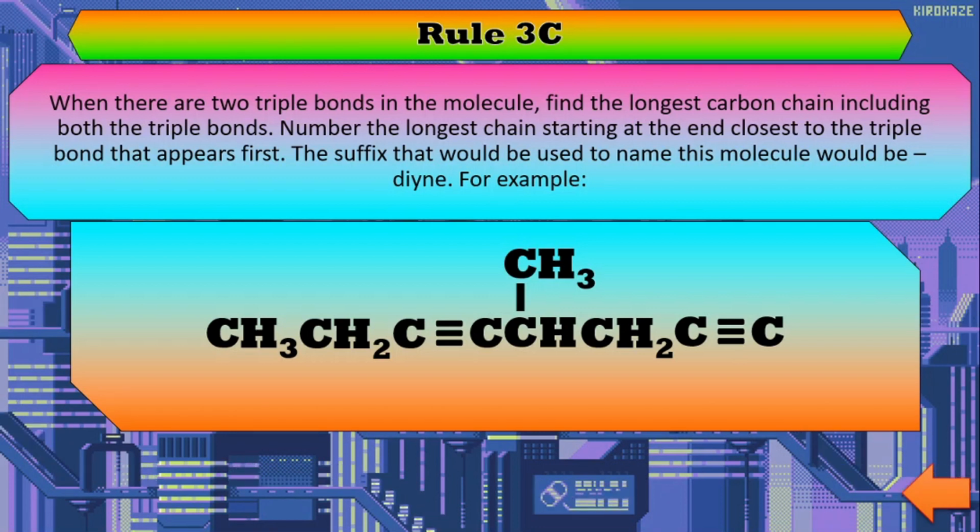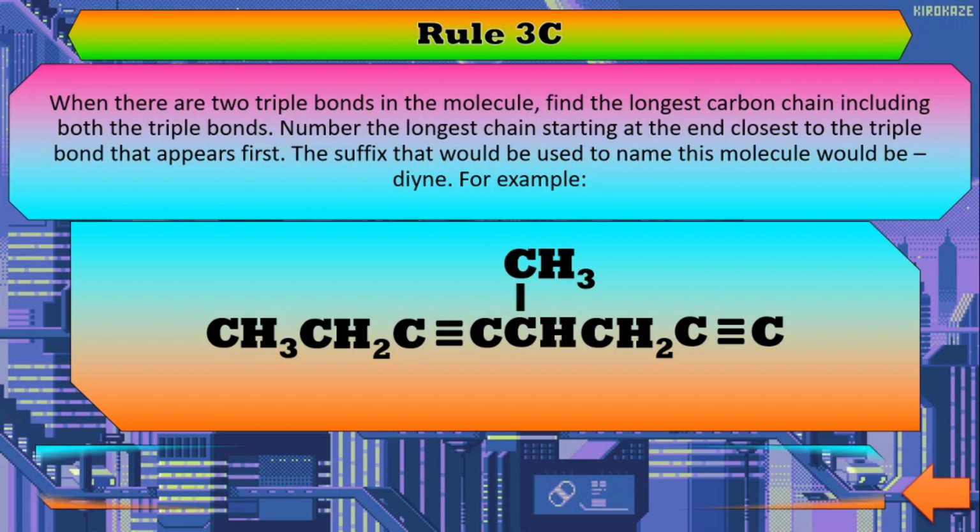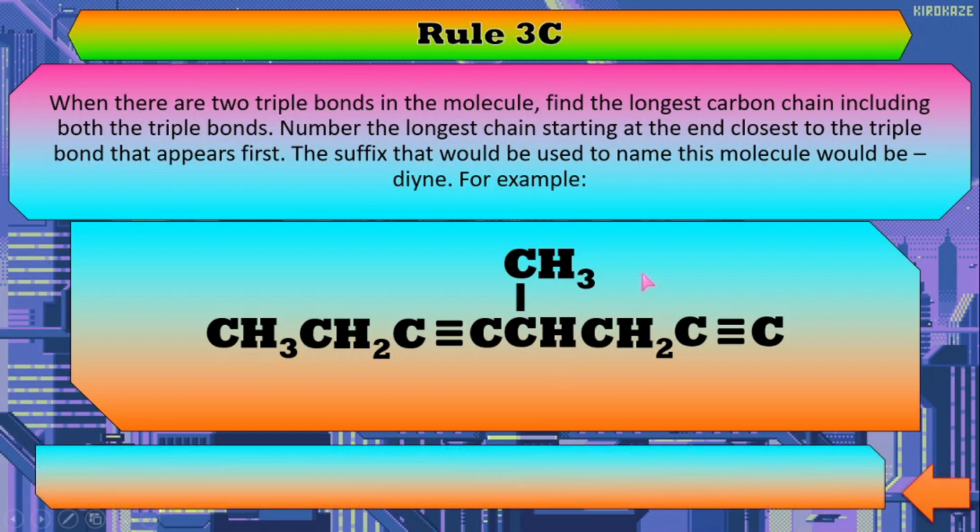For example, is this molecular formula. Find the longest chain with both triple bonds. So it is the longest chain. Then number the longest chain starting at the end closest to the triple bond first. So this part would appear to be the first.